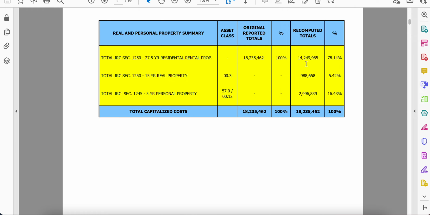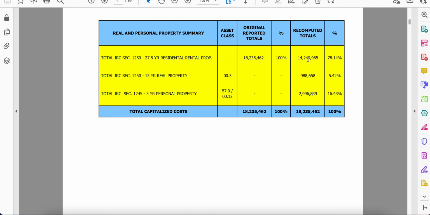new buckets. And so of the 18.2 original here, 14.2 million stayed in the 27 and a half year bucket, 988,000 moved to the 15-year bucket, and almost $3 million moved to the 5-year bucket. Both computing to the same amount. Obviously, these need to reconcile. The intention is not to add or remove components, but just to categorize them.